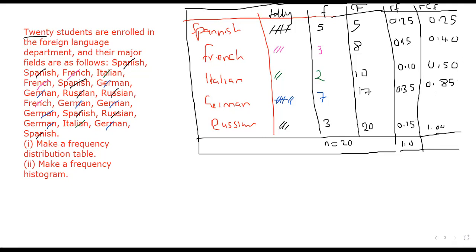Mr. Collins, how did you find the 0.10? Because I thought it's 10 divided by 20. The relative frequency, the 0.1? Yes. We're dividing this over that because we're using this column. 5 divided by 20, 0.25. 3 divided by 20, 0.15. 2 divided by 20, 0.1. 7 divided by 20, 0.35. 3 divided by 20, 0.15.